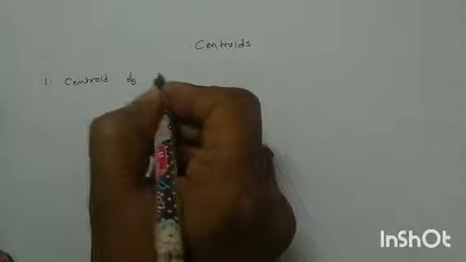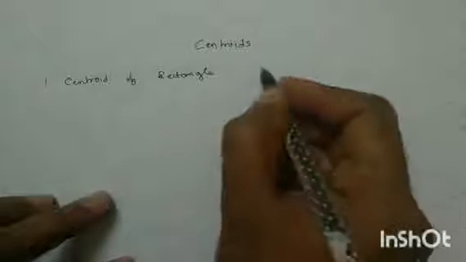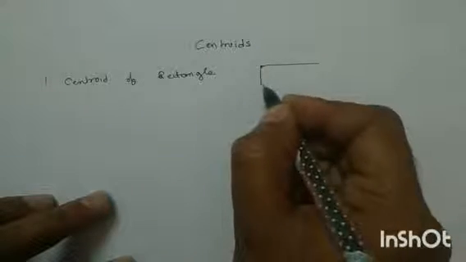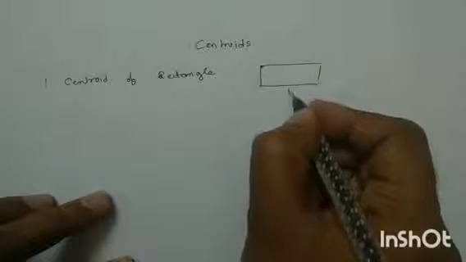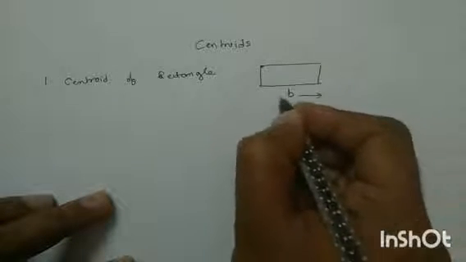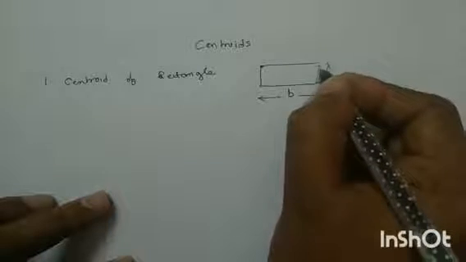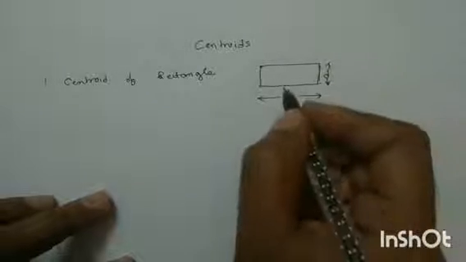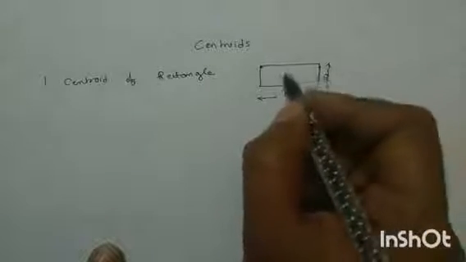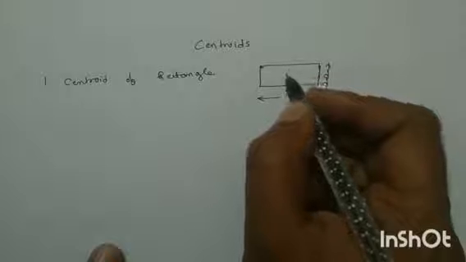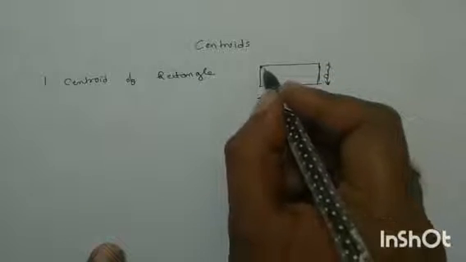Centroid of rectangle. Okay, take a rectangle. The rectangle length or base is B and depth D. Then what is the centroid position of rectangle? So మీరు గుర్తుపెట్టుకోవాల్సింది ఏంటంటే centroid always lies in the intersection of the diagonals of the rectangle.